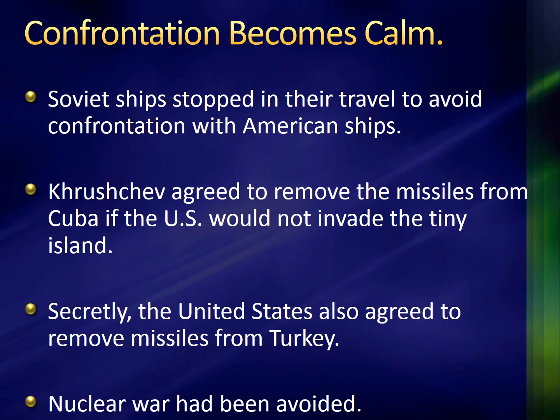The Americans agreed. Also, secretly, the United States agreed to remove nuclear missiles from Turkey, these missiles that were in Turkey pointed at the Soviet Union. So both sides got the removal of missiles. So nuclear war had been avoided. And this becomes known as the Cuban Missile Crisis.